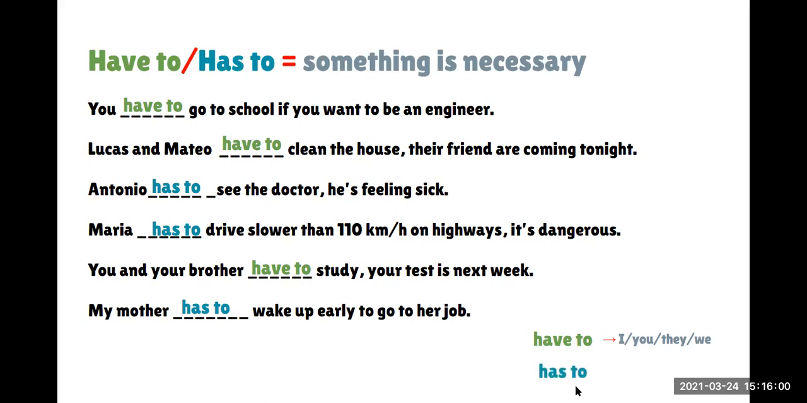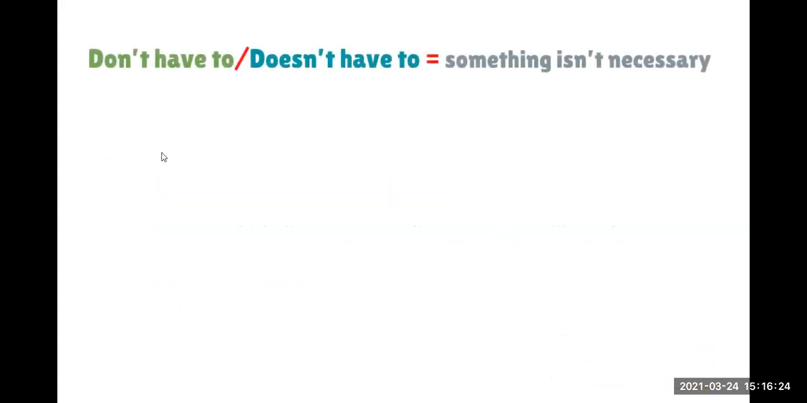And what about has to? When do we use has to? Third person. For the third person, when the subject is she, he, or it, in this case, okay? So remember this. When we have I, you, they, and we, have to. And when we have she or he or it, has to, okay? Then we have the negative form. Don't have to and doesn't have to, okay? We use this when we think that something is not necessary, okay?